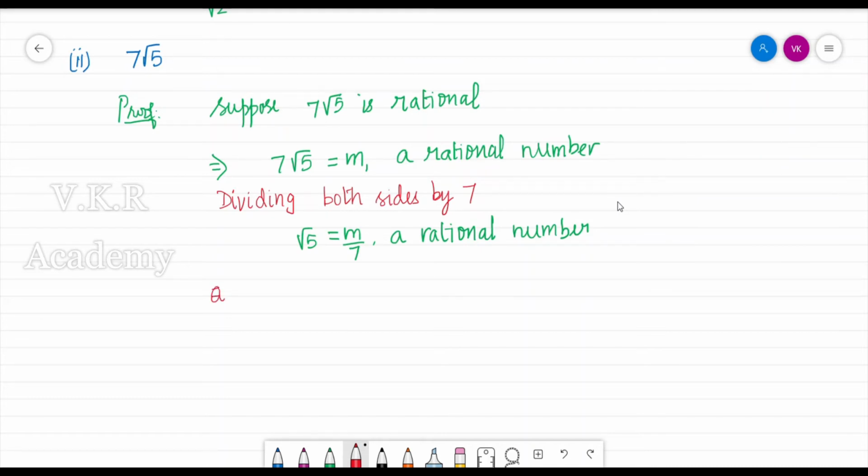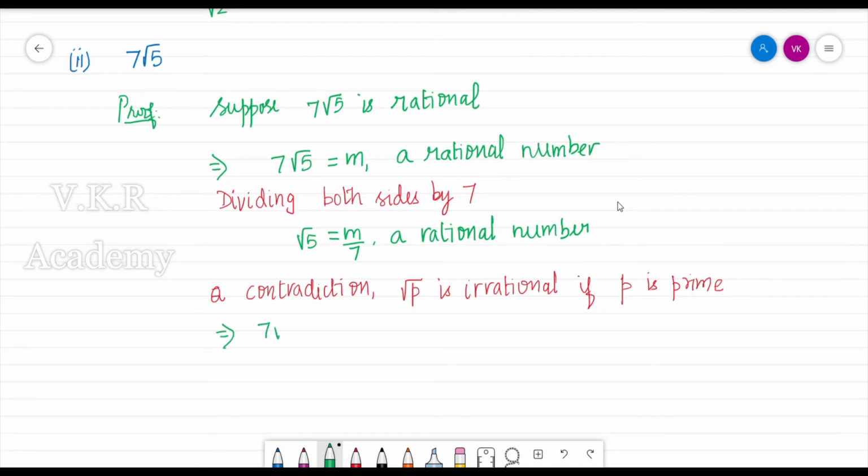The contradiction is a contradiction to the fact that root p is irrational if p is prime. So this implies 7 root 5 is an irrational number.